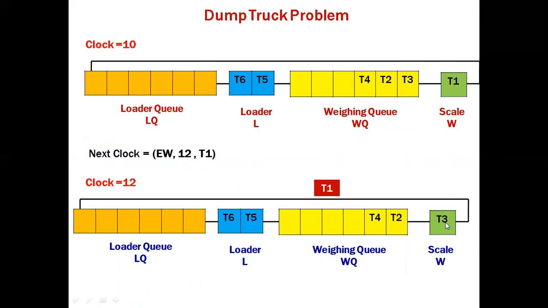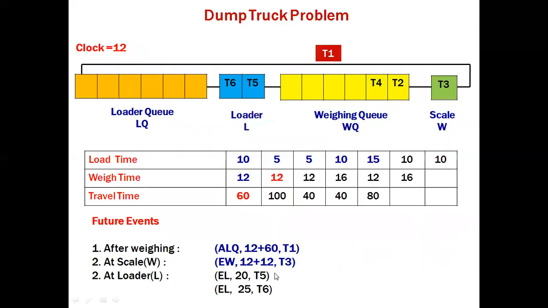T3 we will bring on the scale because one truck has to be on the scale, and then we will move T2, T4 here. On the loader we have T5 and T6. So once this is done, where should T1 be? Once it is moved out of the scale, it will be moving on to the industry. So I will put T1 outside these scales. Yeah. So how do we find the future events now at scale and at loader?